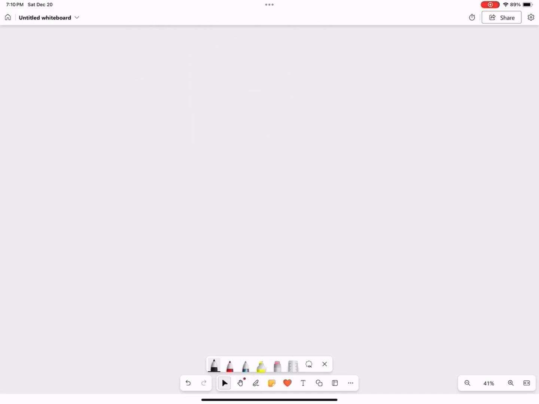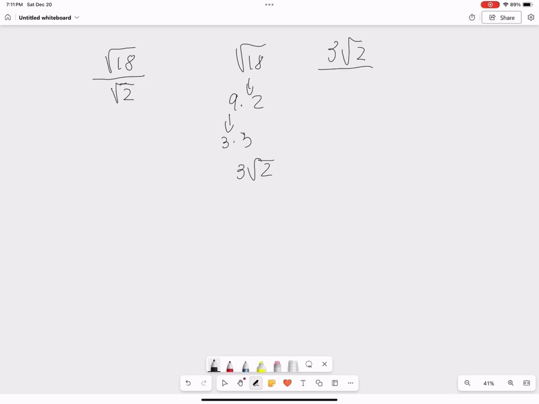Okay. Now let's try the division property. So you have the square root of 18 divided by the square root of 2. Okay, so how do we do this? We can break this down. What's the square root of 18? Well, is it in simplest form? No, so we have to use prime factorization. We can do 9 times 2, and then 3 times 3, and we're going to get 3 root 2. So we get 3 times root 2 divided by root 2.